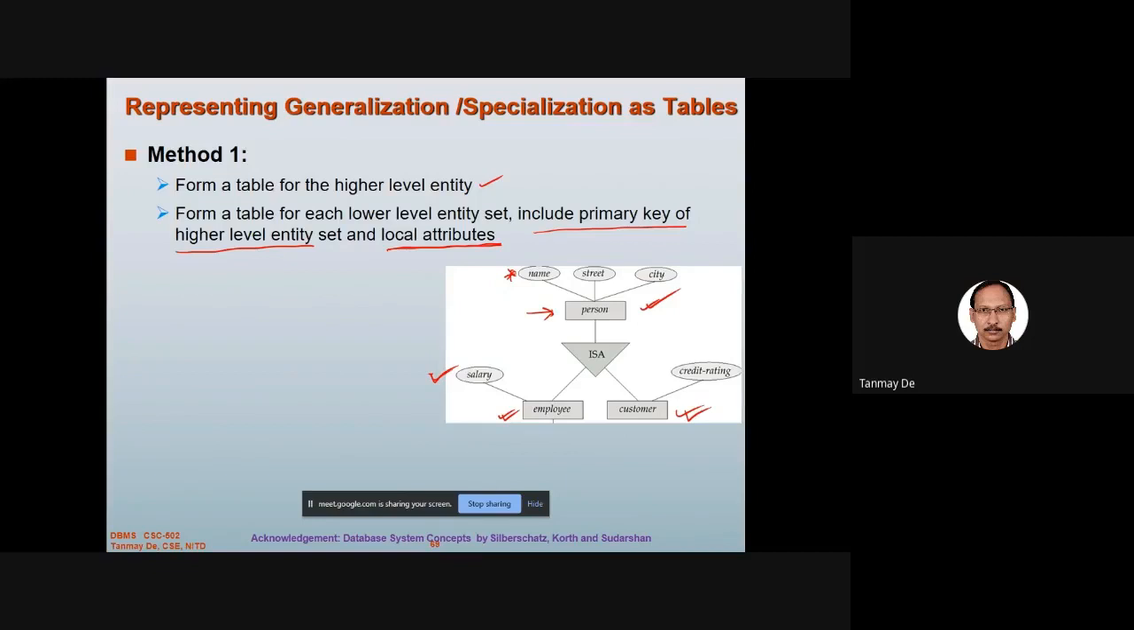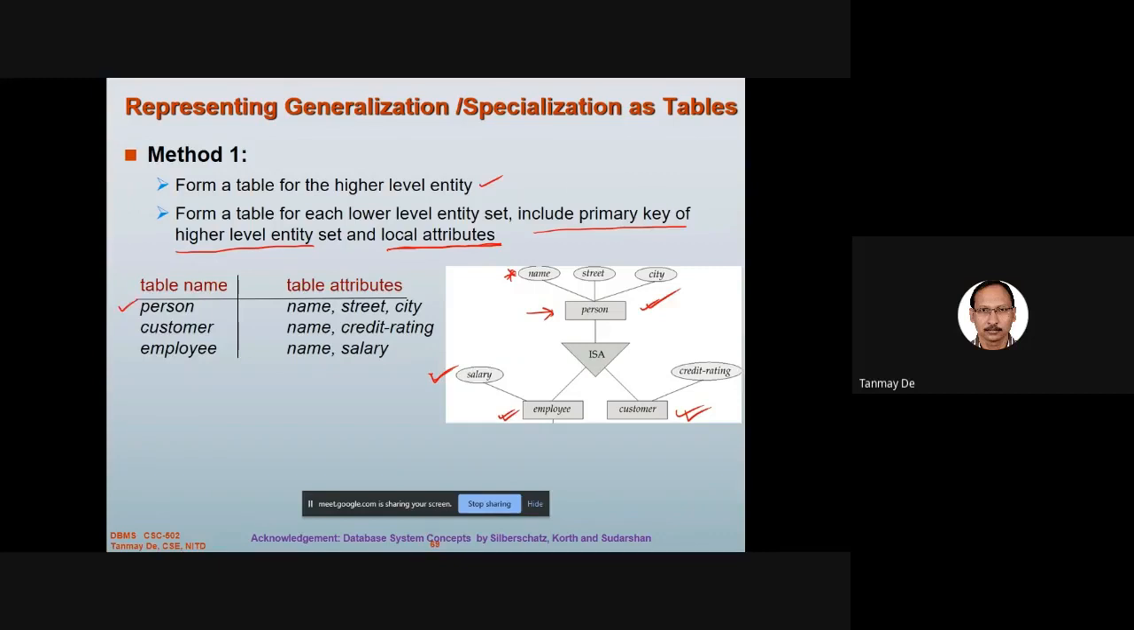Similarly in the case of customer. So this generalization and specialization can be converted into three tables: the person table for the higher level entity set, and the customer and employee tables for the lower level entity sets. The person table consists of name, street, and city. Up to that, any question?